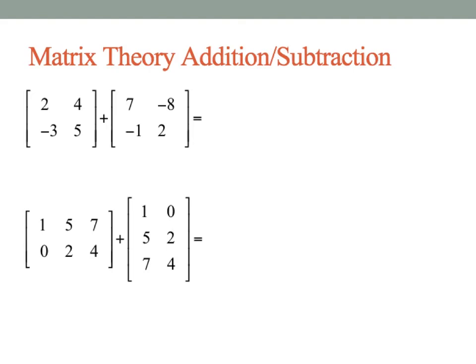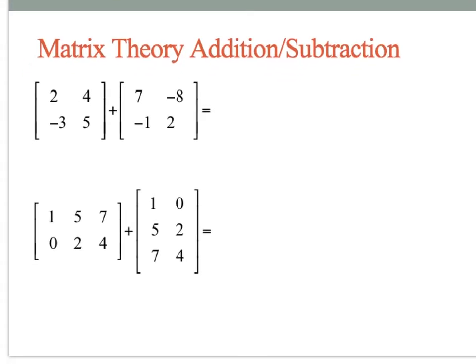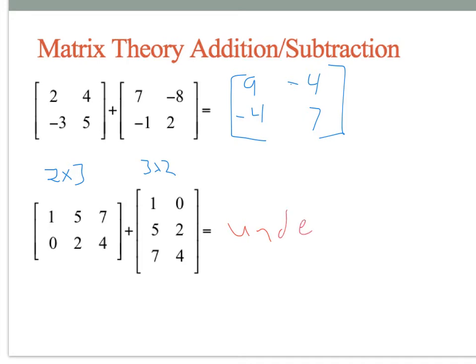We have a few other examples here. On the first one, it looks like a 2x2 and a 2x2 matrix, so we know we can add these. We're just going to do 2 plus 7, which makes 9, 4 plus negative 8 is negative 4, negative 3 plus negative 1 makes negative 4, and 5 plus 2 is 7. So there's our answer. The one on the bottom here, we have a 2x3 and a 3x2. So this actually cannot be done. We're going to call that undefined because the order of each matrix does not match up.